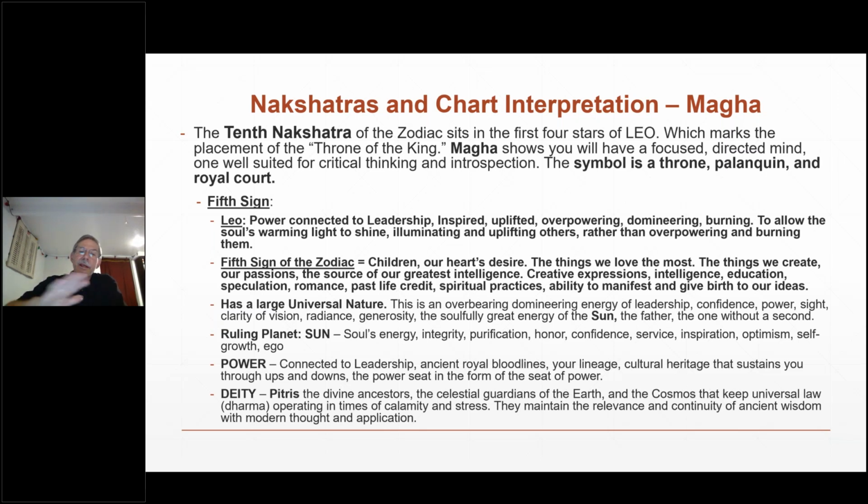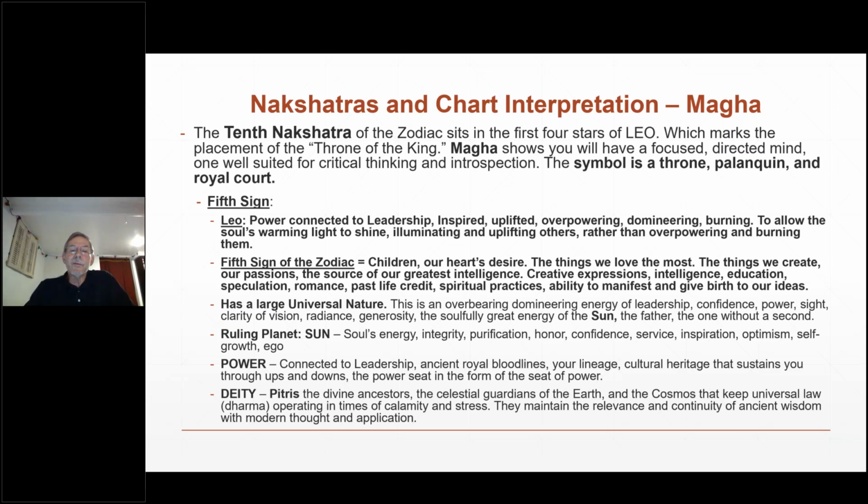And then we radiate that generosity out to everyone, and that soulful energy through the sun. We, as the king, become that father energy that gives rise to all of that. We are that one without a second. And that shows the connection to that deep understanding of what lights up our life, what gives us the power to follow our heart's desire.